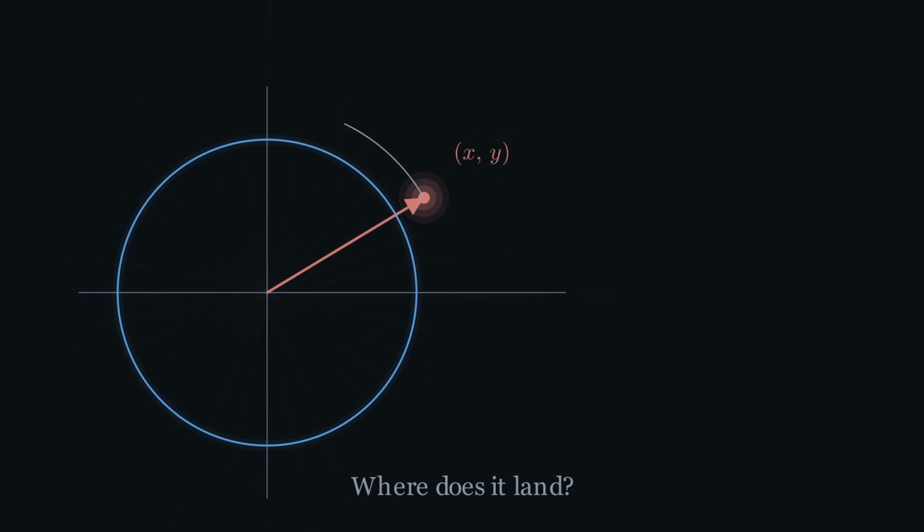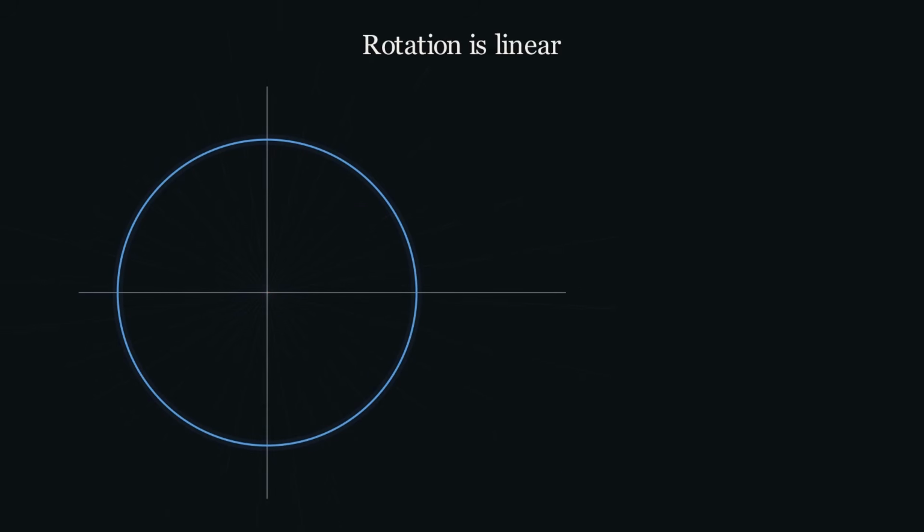Here's the key idea. Rotation is linear. That's a fancy word for a simple promise. If you know where rotation sends two basic arrows, you know where it sends everything. And the two basic arrows are these. One pointing a single step to the right along x, and one pointing a single step up along y.